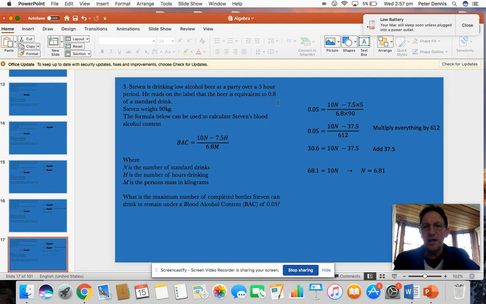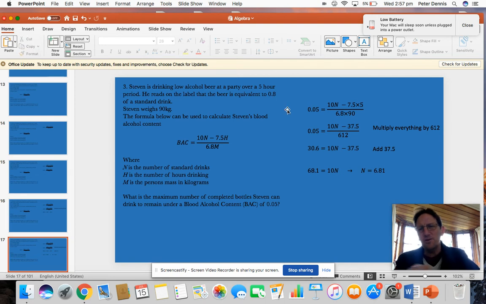Having said that, his drinks aren't a standard drink. They are a low alcohol beer maybe or something, but are only worth 0.8 of a drink. That actually means he can have more than 6.8. 6.8 normal drinks would take him over the limit, but the drinks he's having are only worth 0.8 of a drink. So when you think about it, we have to factor this 0.8 in.